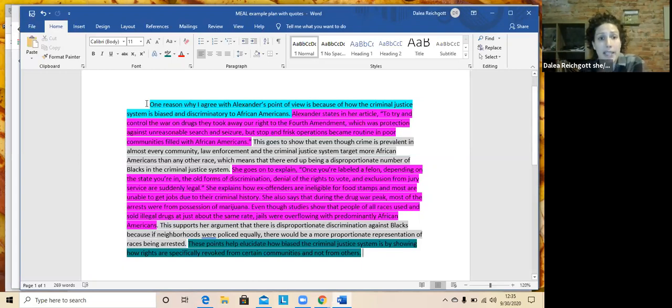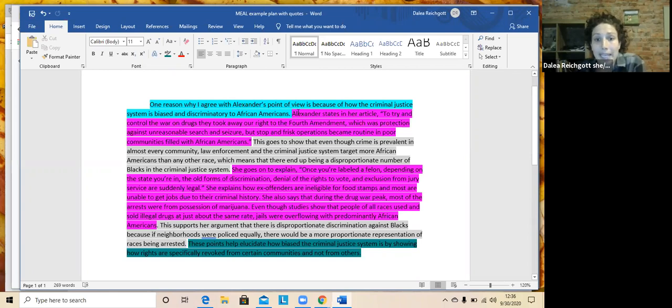So we have our main idea. This was a student's writing from last year's class in response to a paper that I gave them. So their main point is, one reason why I agree with Alexander's point of view is because of how the criminal justice system is biased and discriminatory to African Americans. So our author has already introduced Alexander's point of view in their introduction, okay, which is something you will have done as well. You will have already introduced Gladwell's main ideas so that you can say something like this. And you're saying, I agree with this point for these reasons.